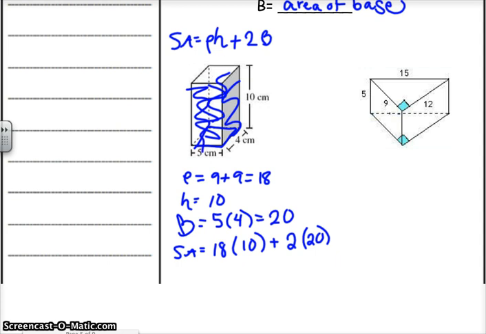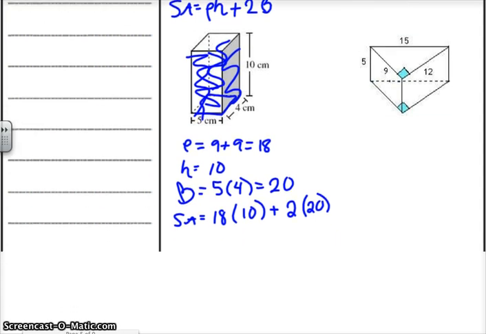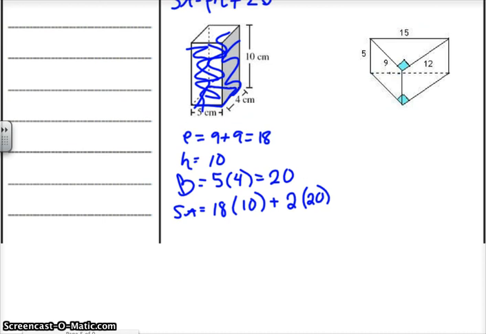Johnny? Don't you need like 4 times 10? No. Now I have 180 plus 40, 220.